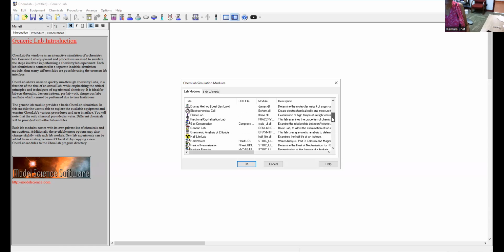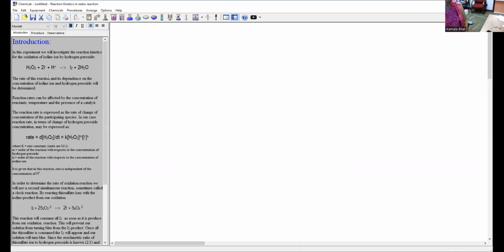From the list of simulation modules, select reaction kinetics in redox reactions, and all the introduction that I gave you is shown under the introduction with the specific equations. Here we are studying the rate of change of H2O2, which is directly related to K, the specific rate of the reaction, times H2O2 raised to M and I minus raised to N, where M and N are the orders of the reaction and K is the specific rate of the reaction, which has to be determined experimentally.